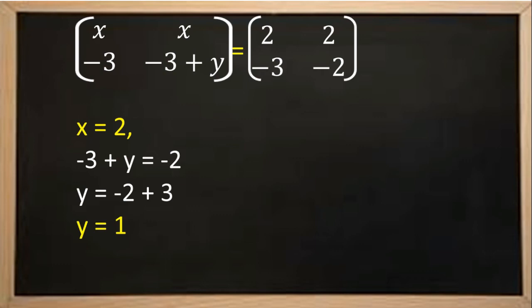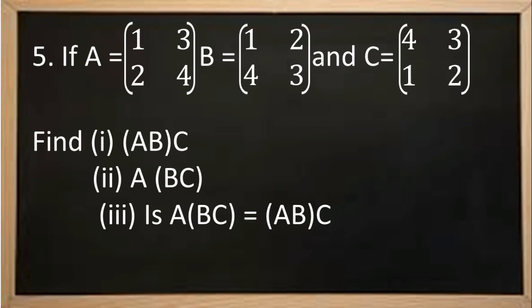The calculation process and all are very simple, children. The only thing is you need to have a perfect knowledge of algebraic terms. The only new thing you have to learn is how to write down the elements while doing the multiplication with rows and columns. In question number 5, three matrices are given: A, B, C.